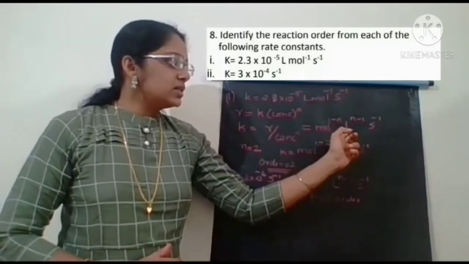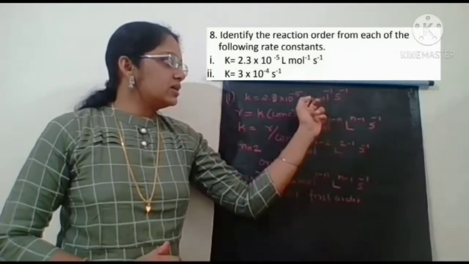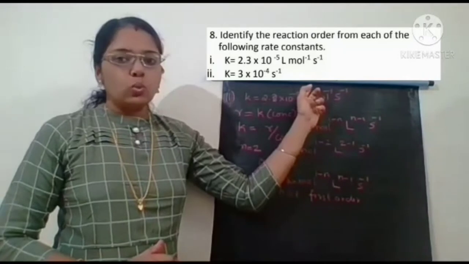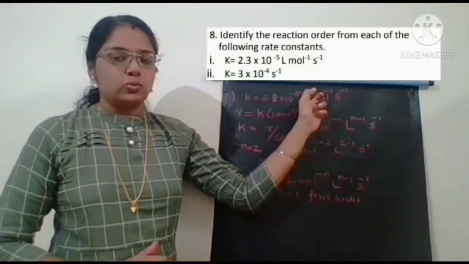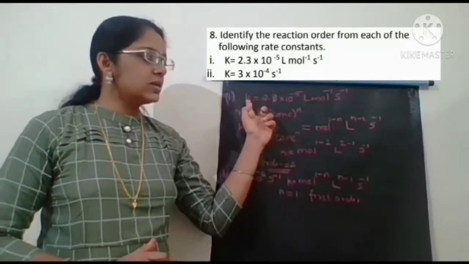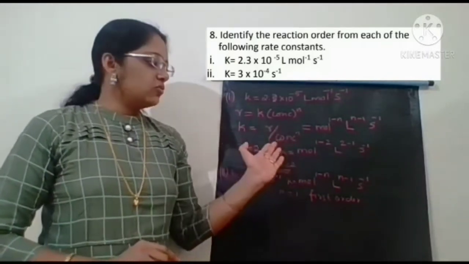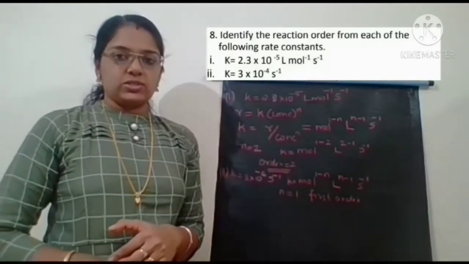Again here liter raised to n minus 1. Here it is liter raised to 1. So n minus 1 is equal to 1. So n is equal to 2. Therefore, the first rate constant is of the second order. So it follows a second order reaction.